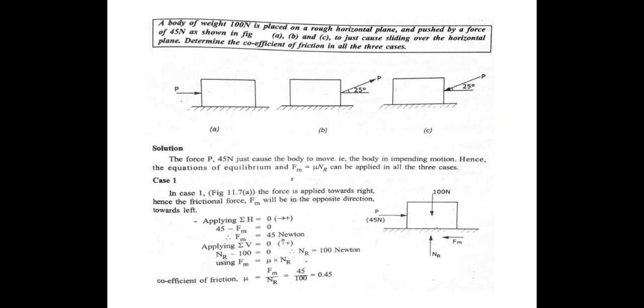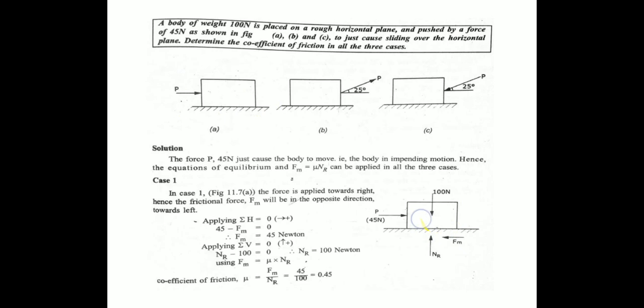Numerical problem. A body of weight 100 Newton is placed on a rough horizontal plane and pushed by a force of 45 Newton as shown in figures A, B and C to just cause sliding over the horizontal plane. Determine the coefficient of friction in all the three cases. So consider case 1, that is a block with applied force. The applied force P is equal to 45 Newton and the weight of the block is 100 Newton. So draw the free body diagram.